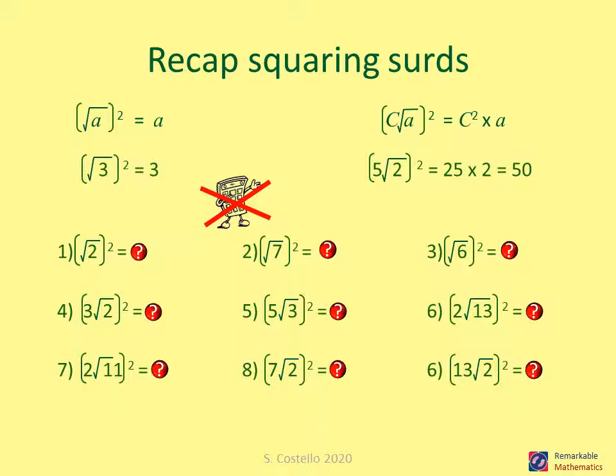Hopefully not too much trouble for you. So question 1 is 2, question 2 is 7, 3 is 6, question 4 is 18, question 5 is 75, 6 is 52, 7 is 44, 8 is 98, and question 9, not 6, is 338.